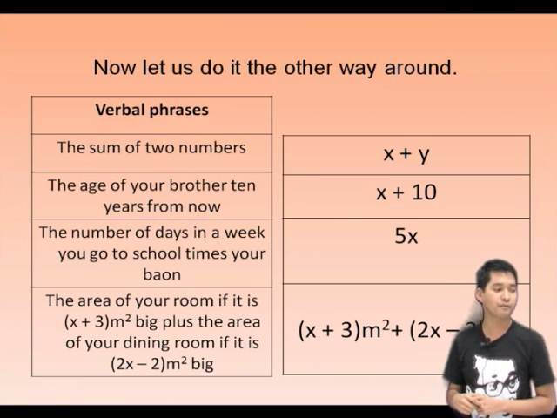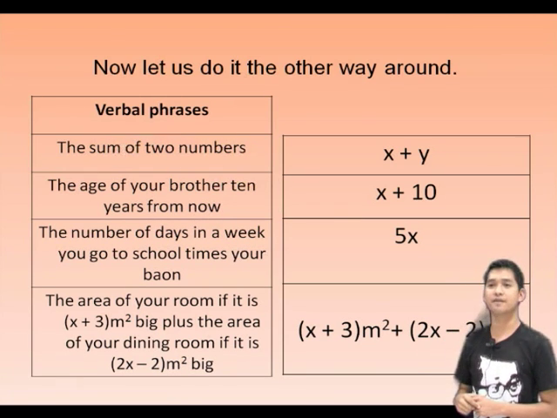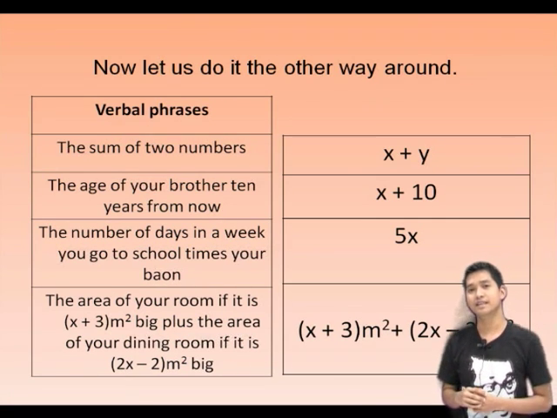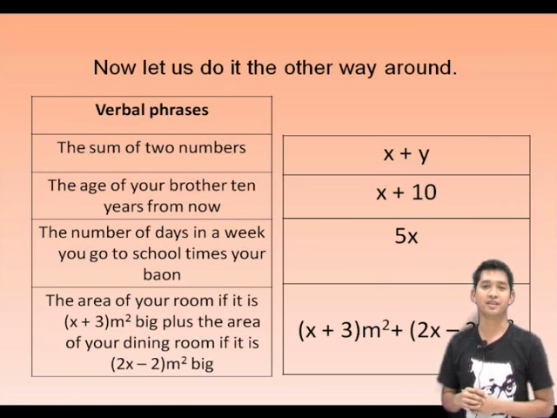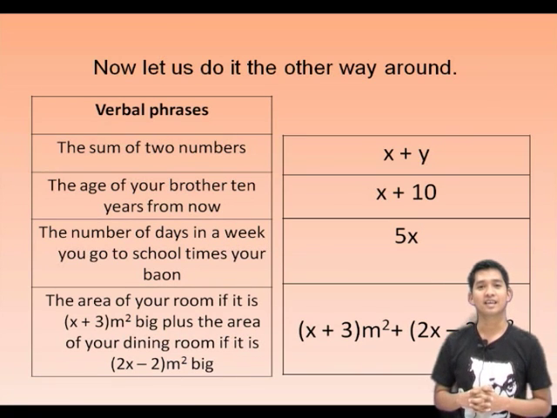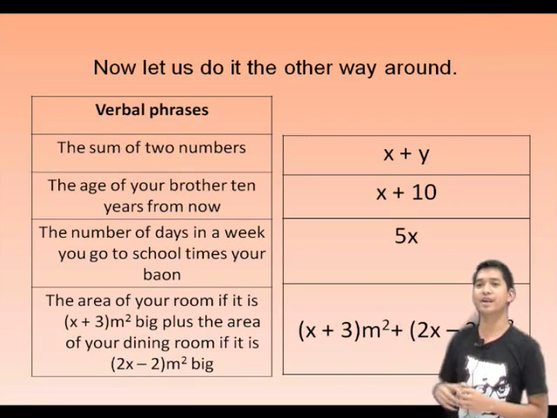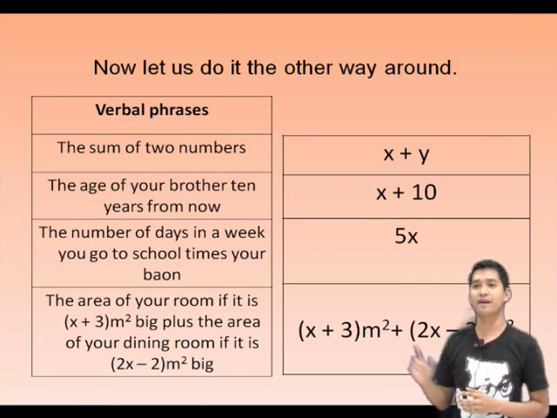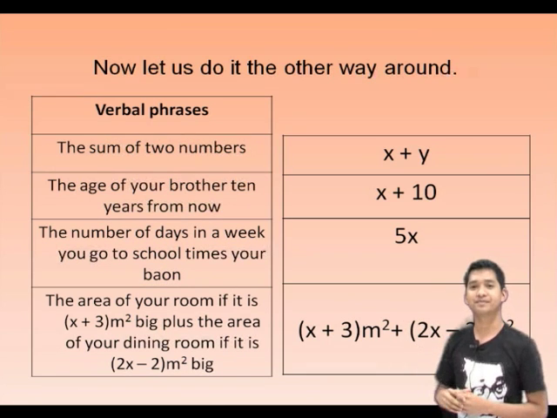Then, the age of your brother 10 years from now. Since it's 10 years from now, it denotes future. So that's x plus 10. Then, the number of days in a week you go to school times your baon. Since I don't know your baon, I can just simply use variable x. You go 5 times a week in school, that's why we have 5 times x.